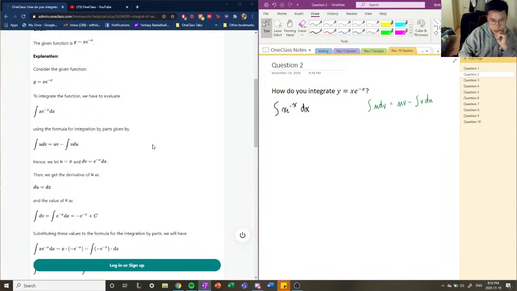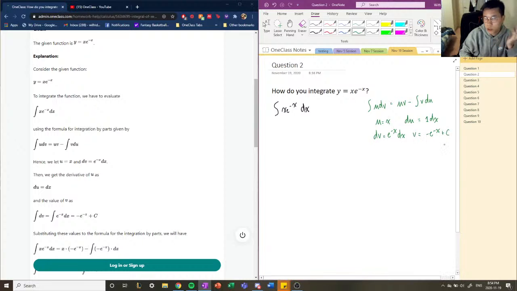So let's set u equal to x. That means du in terms of dx is equal to 1 dx. And we're going to take our dv to be equal to e to the negative x dx. If we were to integrate this, we would get v equals negative e to the negative x, plus a constant c, which doesn't really matter.